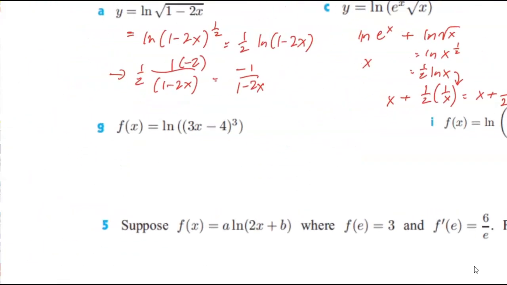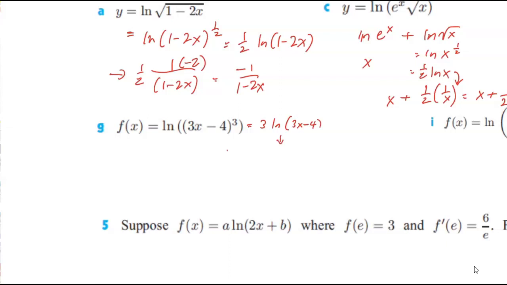Let's see, natural log of 3x minus 4 quantity to the cubed. I can rewrite this first. I'll rewrite it with the exponent in front. Okay, and then now I'm going to take the derivative.